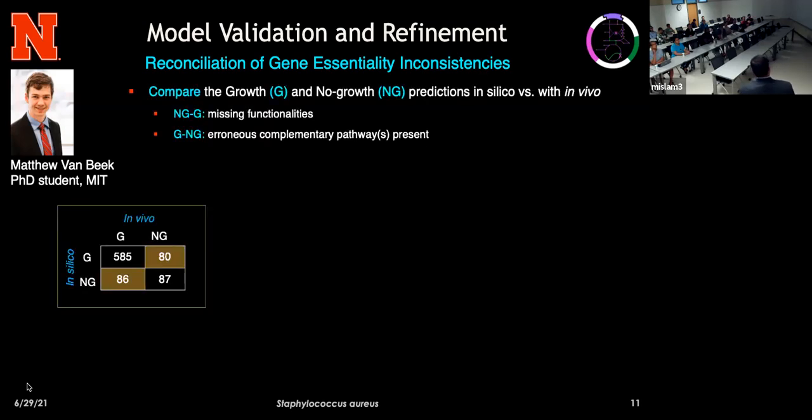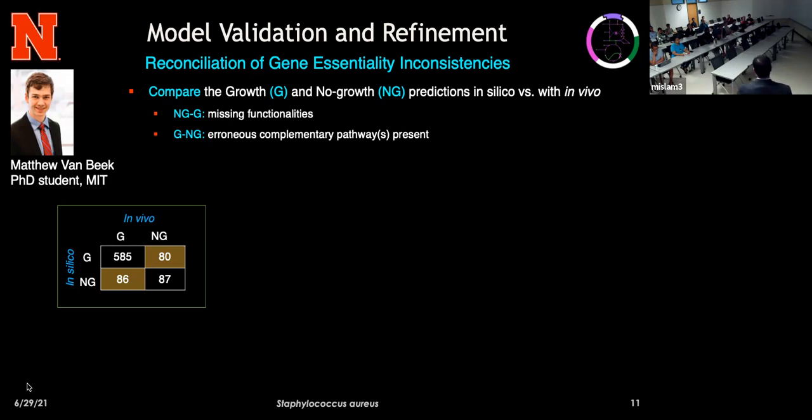What Matt did is compare the essential gene set between the model prediction and the experimentally observed. Once we do that, we find two different kinds of errors. The first one is NGG, where the model predicts a particular gene to be essential, which is actually not essential. That means our model is missing some reactions or genes that should have been there. The other type is GNG errors, where the model incorrectly predicts an essential gene to be non-essential. That means the model has some extra functions or extra genes or reactions that should not have been present there.